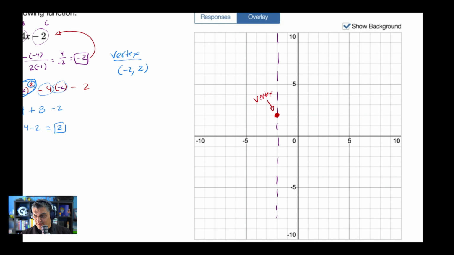Oh, that's why. Hold on. Let's do this again. Yes, the y-intercept. There we go. It's the y-intercept.